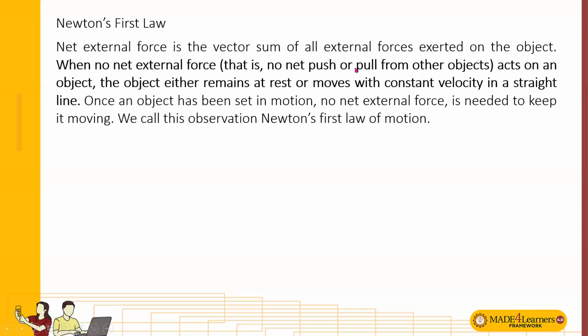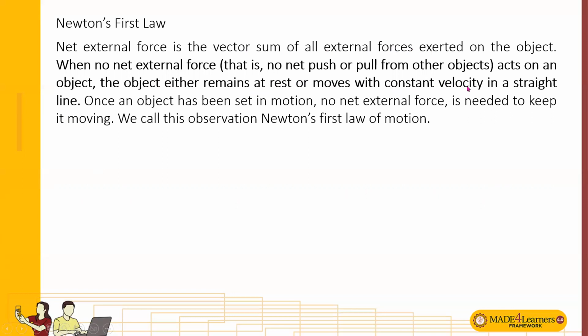So net external force. When I say net, it's the summation, the vector sum of all external forces exerted on the object. If the object is initially at rest, it remains at rest. If it is initially in motion, then it will continue in motion with constant velocity. So there's a condition: with constant velocity.